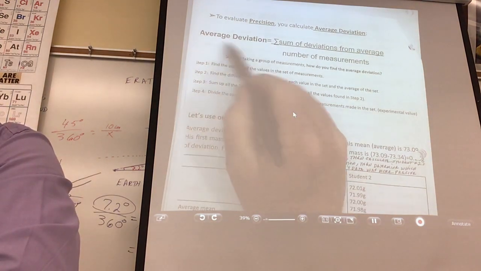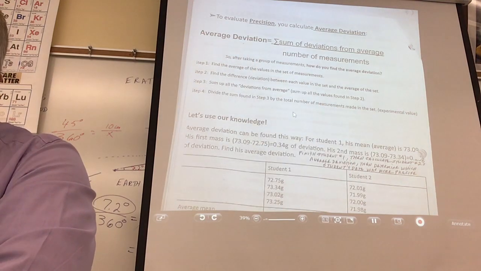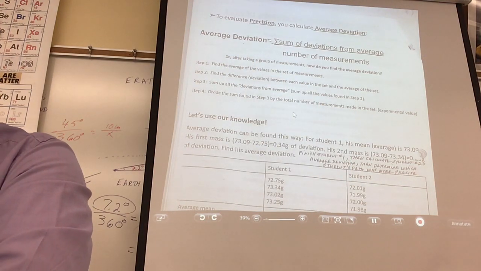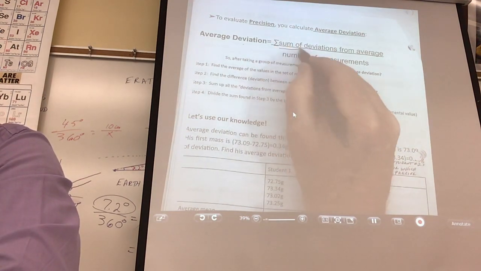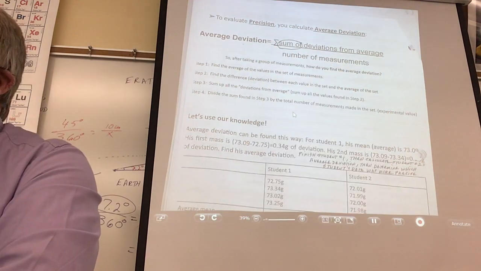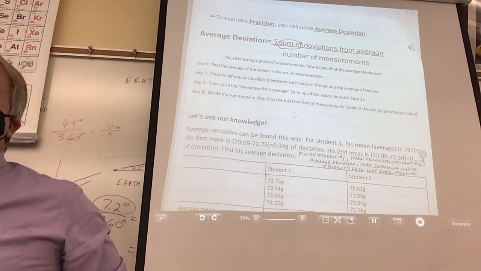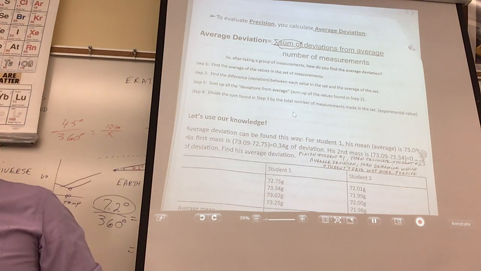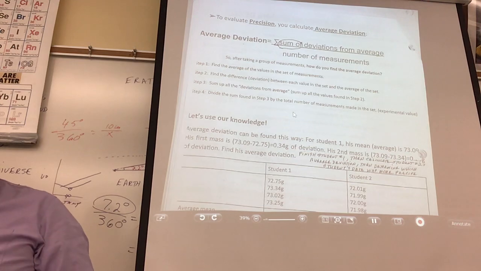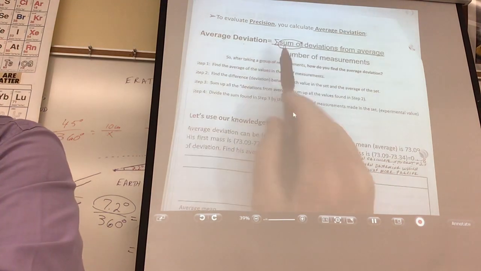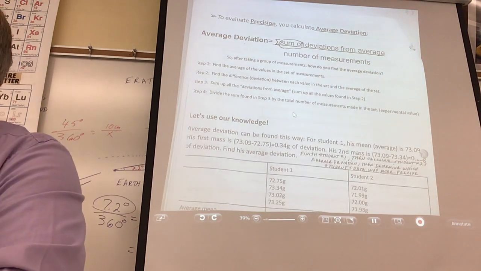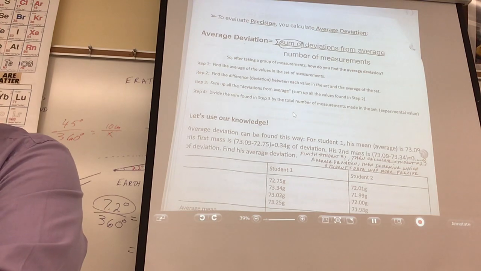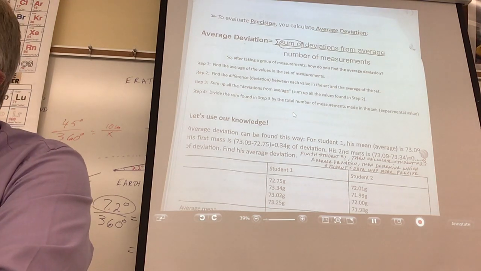I'm going to use this equation to find precision. This little sigma means, have you ever had that in math class, the sum of. You add them all together. So this means the sum of the deviations divided by the number of measurements. It's called the average deviation. So we're going to do both those today and see how we come up.